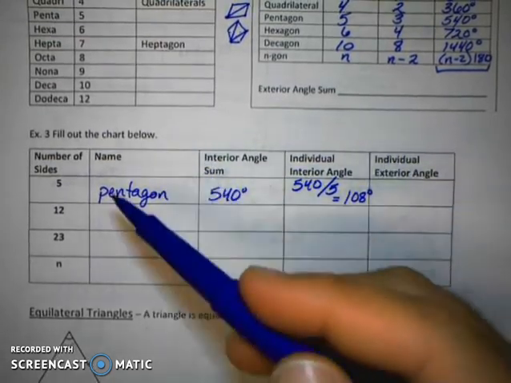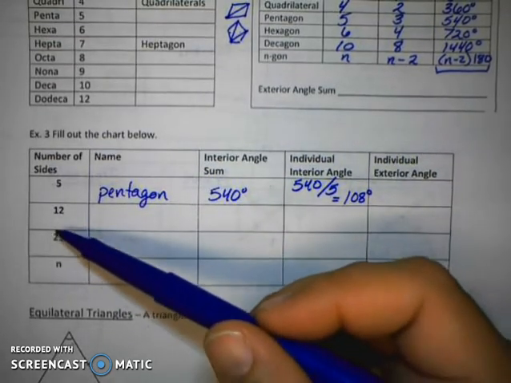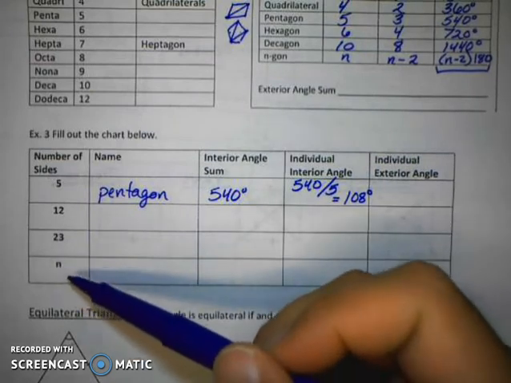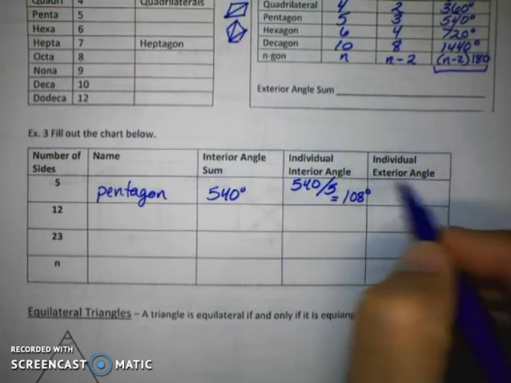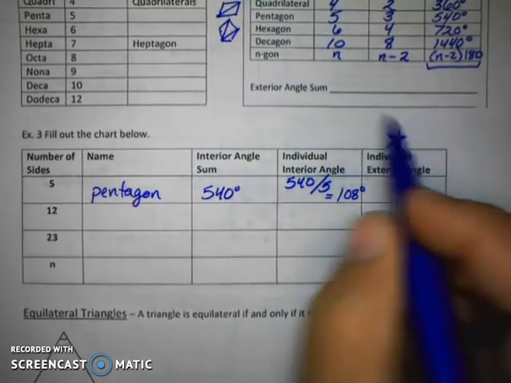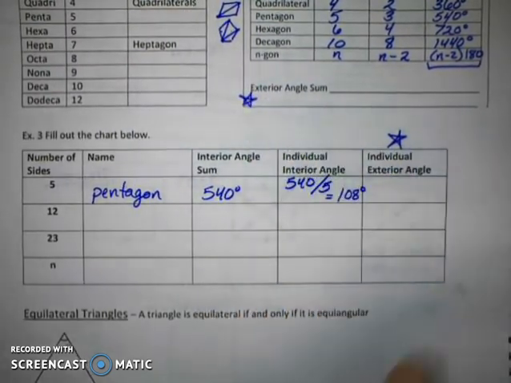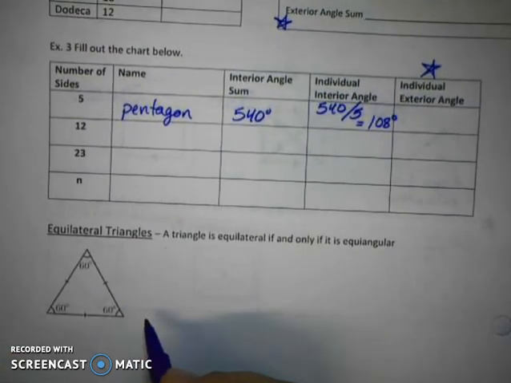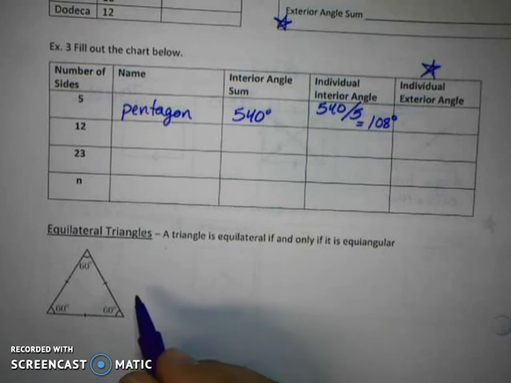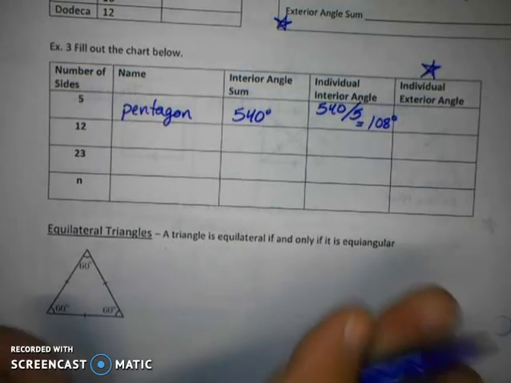So I would like for you to do the same thing for if there are 12 sides, 23 sides, and then just the expression using n to finish this part of the chart. The individual exterior angle we are not going to do yet. We will do that part in class. Okay? And then we will finish the rest of these examples in class. And we will take a look at some other terminology for triangles specifically in class.